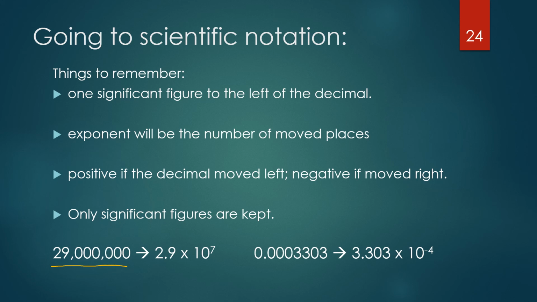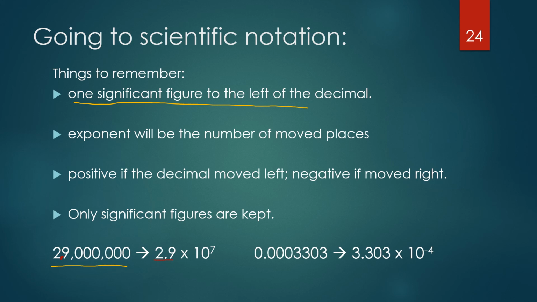So the first rule says, let's have one significant figure to the left of the decimal. So when I'm rewriting this 29 million in scientific notation, I want to put my decimal point so that there's just one figure to the left. So that means it's going to go between the 2 and the 9. That's how I get this 2.9 right here.